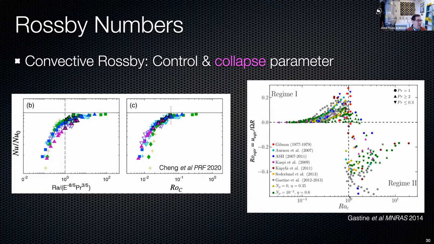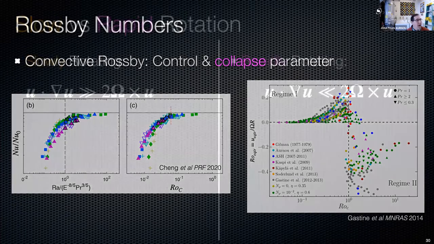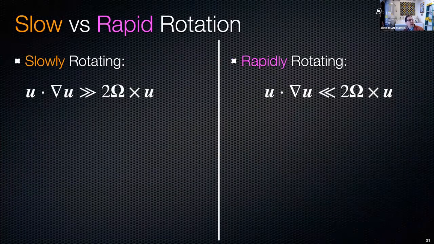And our goal then is to try to tie all this together and in a way provide a deeper understanding of what convective Rossby means, so that maybe we can understand what it's doing and what it's controlling a bit better. Okay, so to get started then, let's define slow versus rapid rotation.